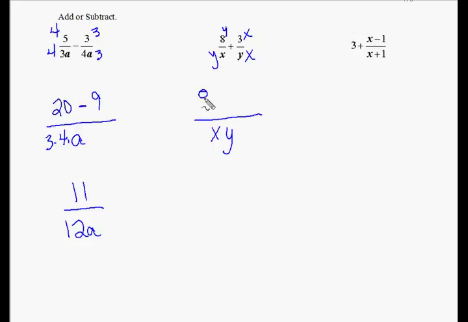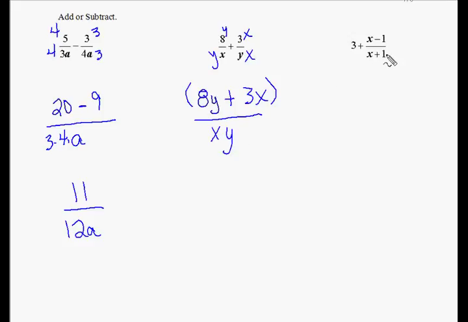8 times y is 8y, plus 3 times x is 3x. And there's no way to reduce this because in the top we have a plus sign, so if you want to keep that in parentheses so you don't make a mistake, that would be wonderful. And you can see there's nothing that reduces.